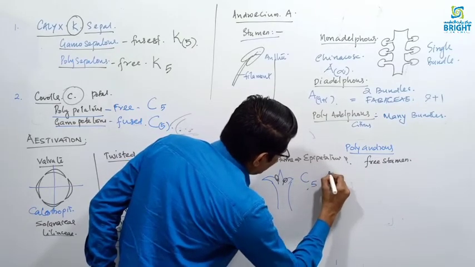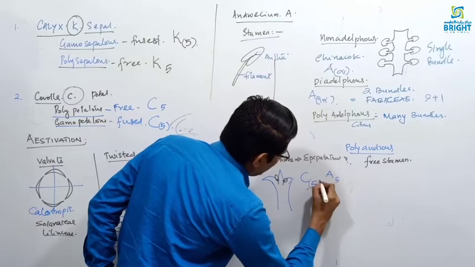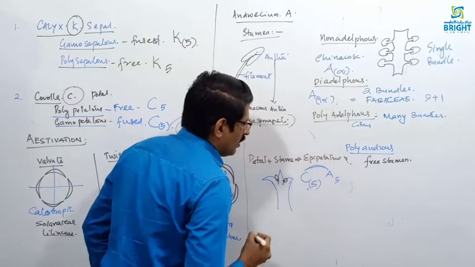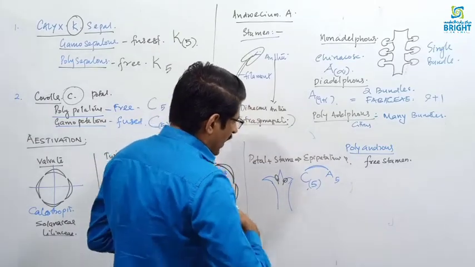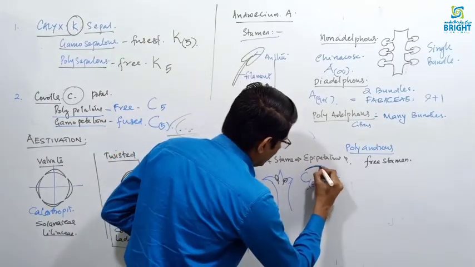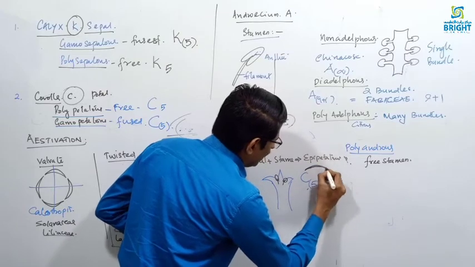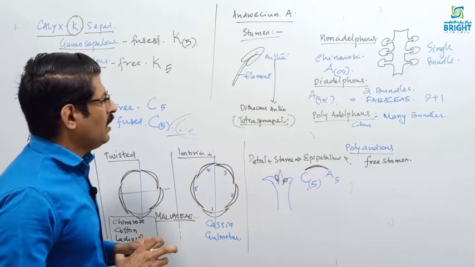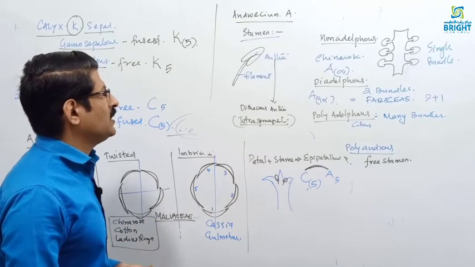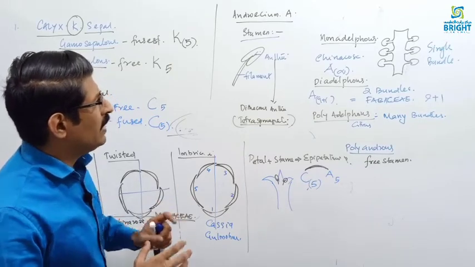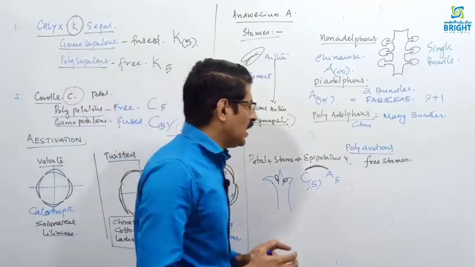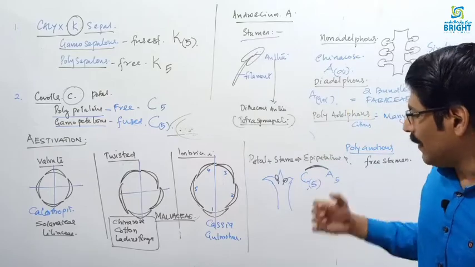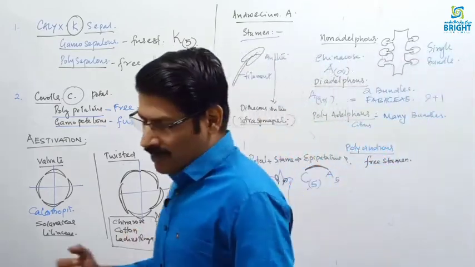C5, A5, with C fused, and this bracket, this overbridge, represents the fusion between the corolla and androecium. So on the basis of the characteristic features of the androecium, it may be monodelphous, diadelphous, polyadelphous, polyandrous, or epipetalous. Epipetalous means the stamens are fused with the petals.